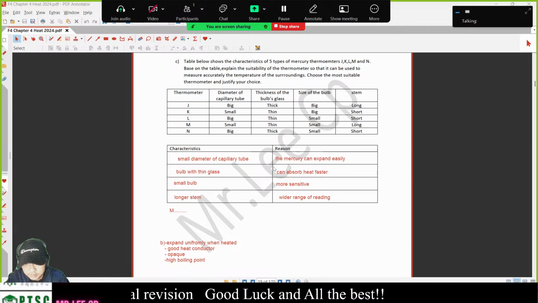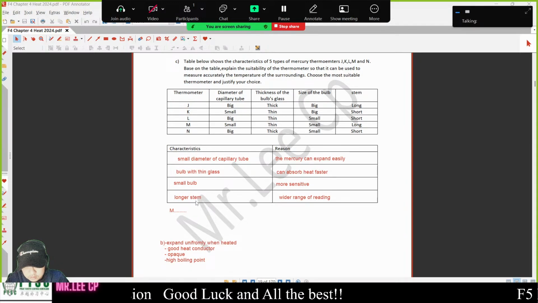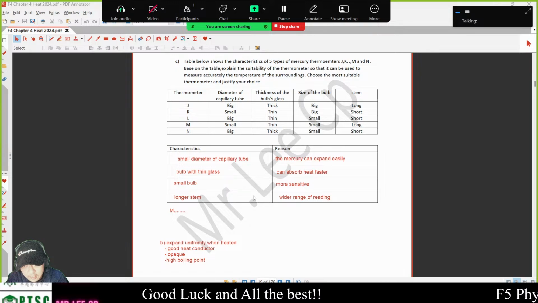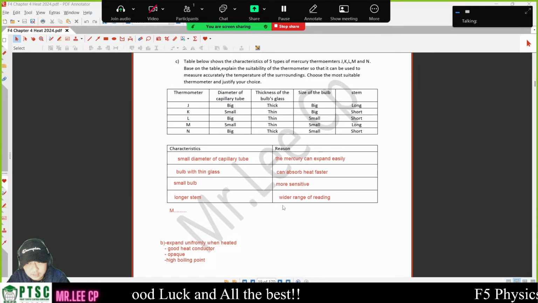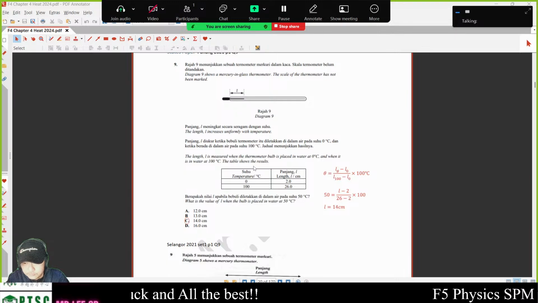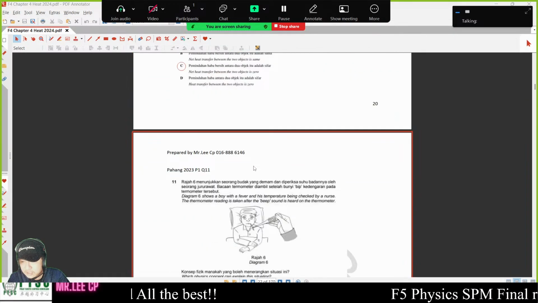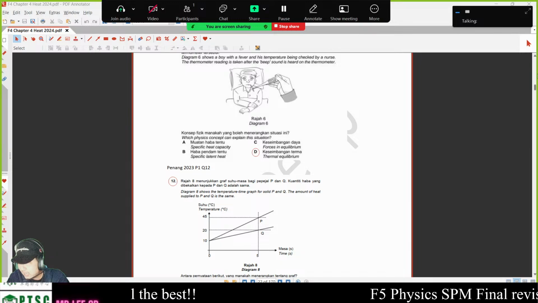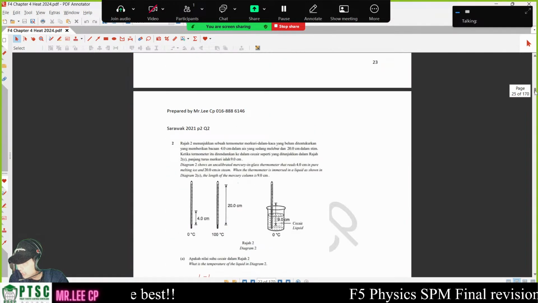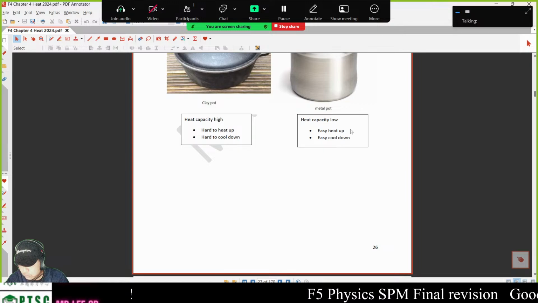Just now I have discussed it already. So this one, you need to know how to answer. The more important part is latent heat and heat capacity, both. So we are going to go to here.